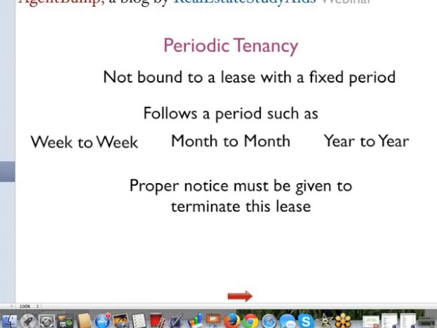All right, and here we have that periodic tenancy. Following through with that example I gave, you have week to week, month to month, year to year. Now, in this one, proper notice must be given to terminate the lease, like a month's notice. And like I said, this is more your standard lease agreement you see.